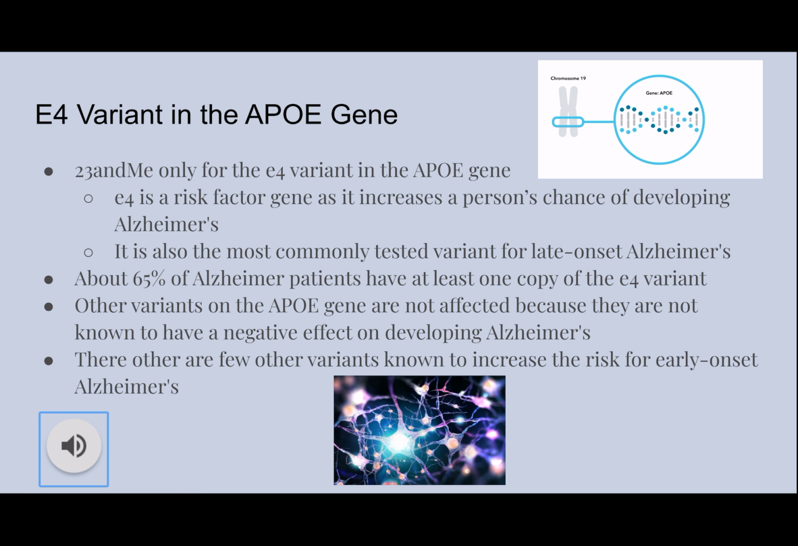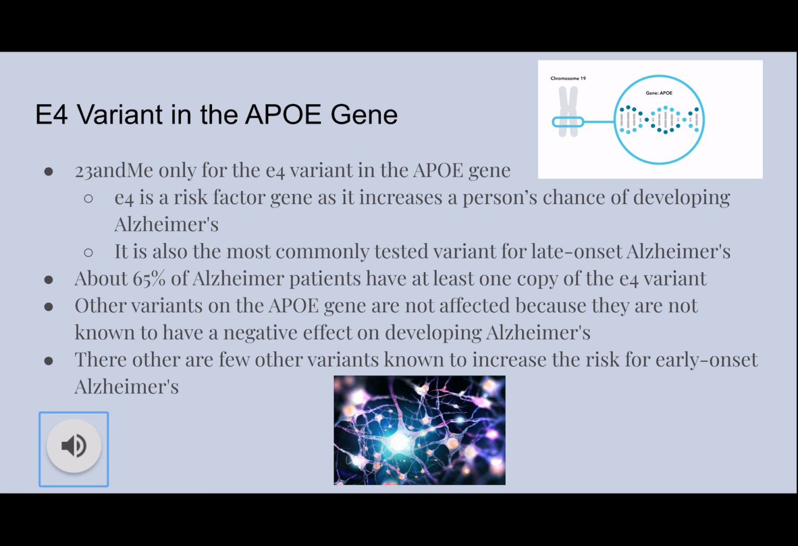23andMe explains how about 65% of Alzheimer's patients have one or more copies of the E4 variant. Although inheriting this allele doesn't mean that a person will definitely have Alzheimer's. There are two other variants of the APOE gene that 23andMe does not test for because they have not shown to have any negative consequence on developing Alzheimer's. They have been shown to have a positive or neutral effect. 23andMe does not explain if this genetic variation impacts the expression of a specific protein.